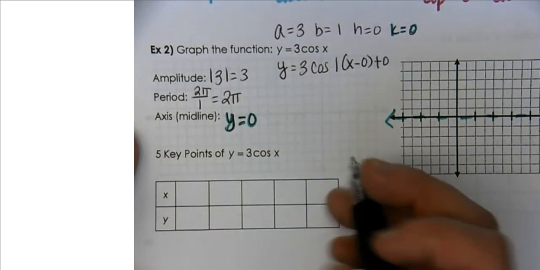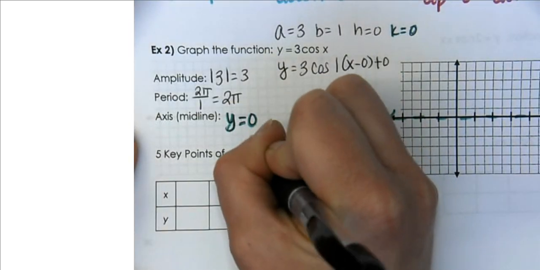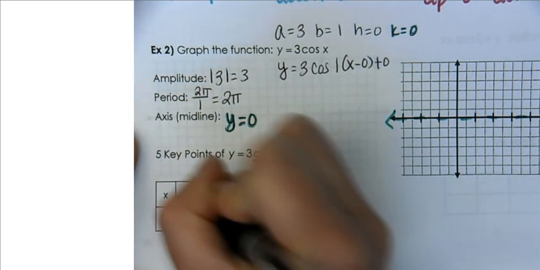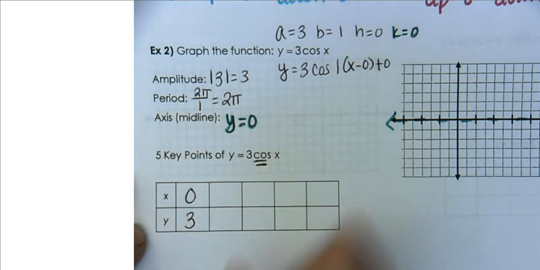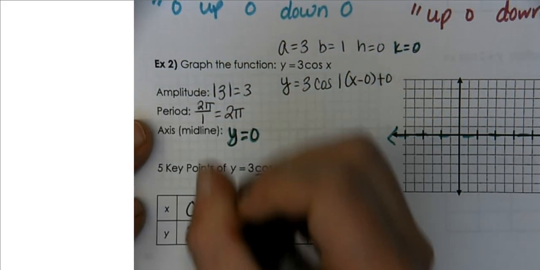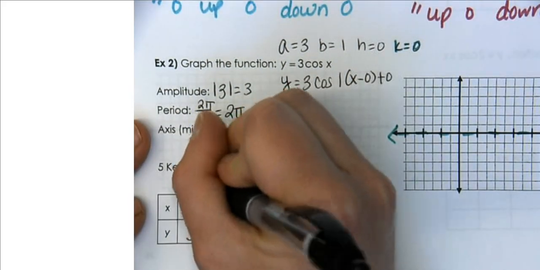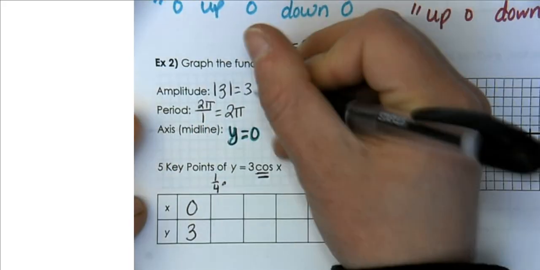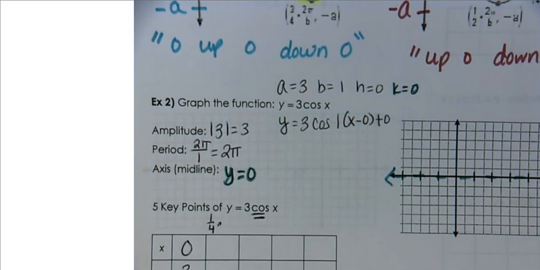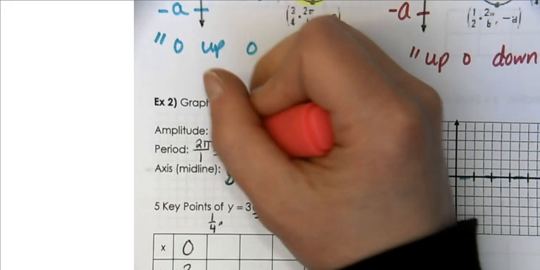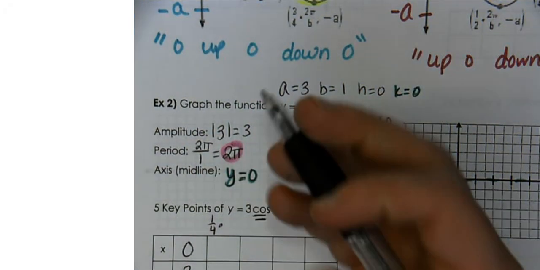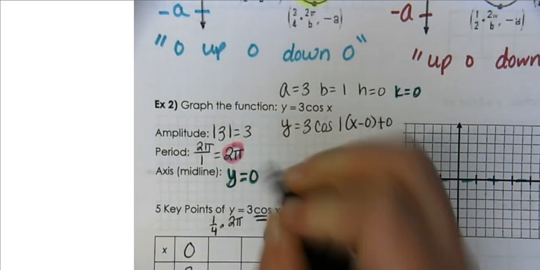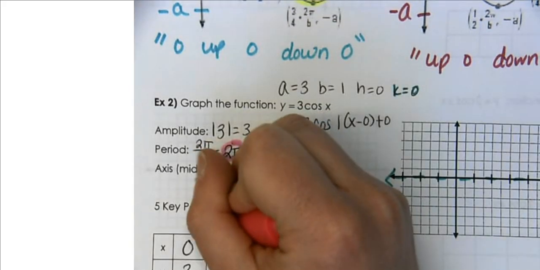So now what we want to do is come up with the key points of our table. Because our function is cosine, that means that we're starting at 0 up at our a value, and our a value is 3. Then I'm going to come up with my x values by going 1/4 times our period. And our period in this case was 2 pi, so this 2 pi is what I'm going to be multiplying 1/4 by.